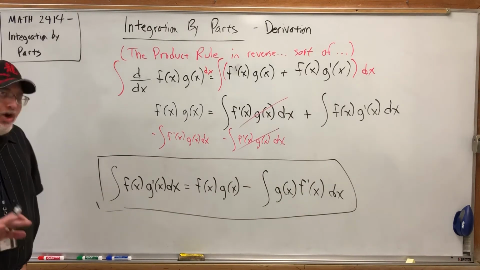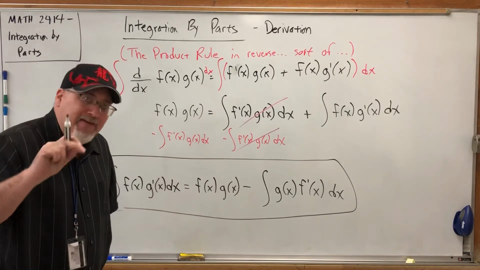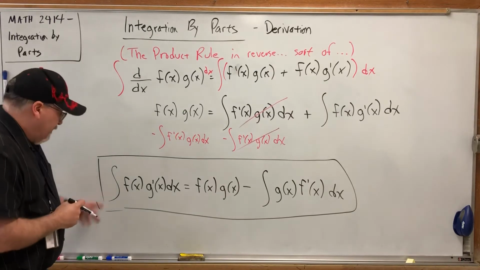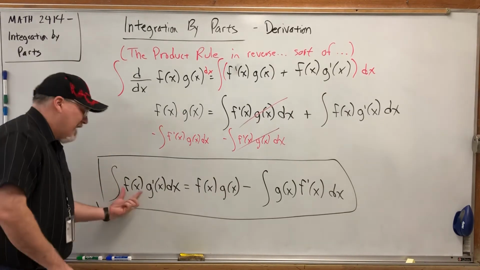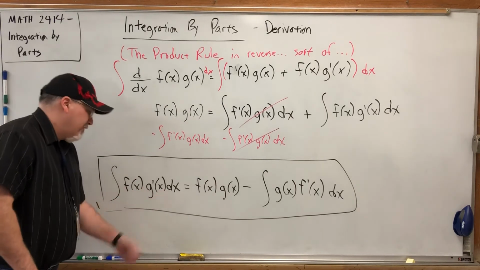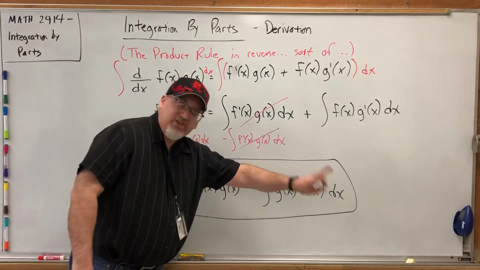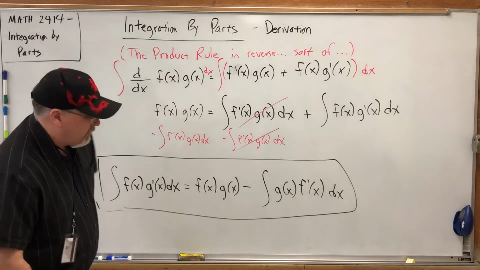The word parts in the phrase integration by parts means part of a multiplication problem, also known as a factor. So this integral actually has three parts, three factors. It's got the f of x, it's got the g prime of x, and it's even got the dx. And this integral, of course, has three parts also. This product has two parts, if you will.